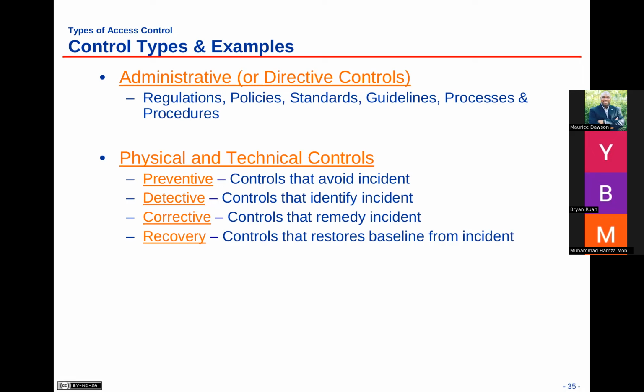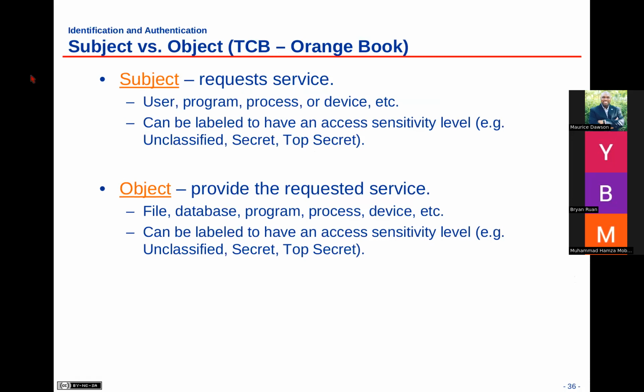All right. So here, going back to the control families and control types and examples: administrative controls are directive controls. Physical and technical controls are listed out here fairly short. Preventative controls avoid the incident. Detective controls identify the incident. Corrective controls fix the incident, and recovery controls restore to the baseline from the incident. A subject requests a service, and the object provides the requested service. So here it talks about the Orange Book.